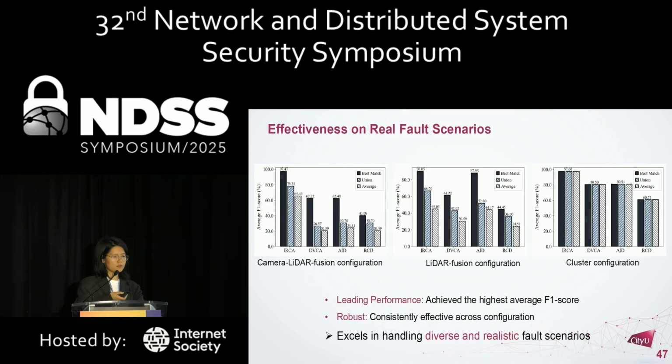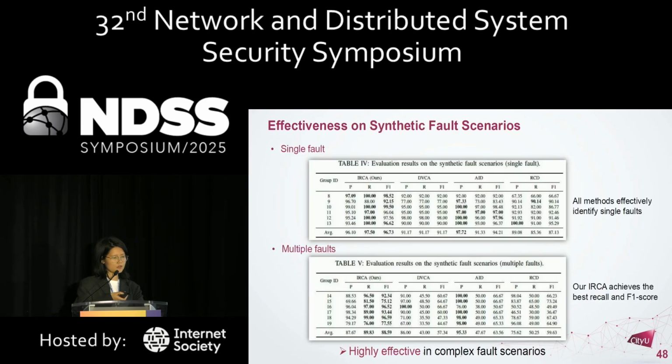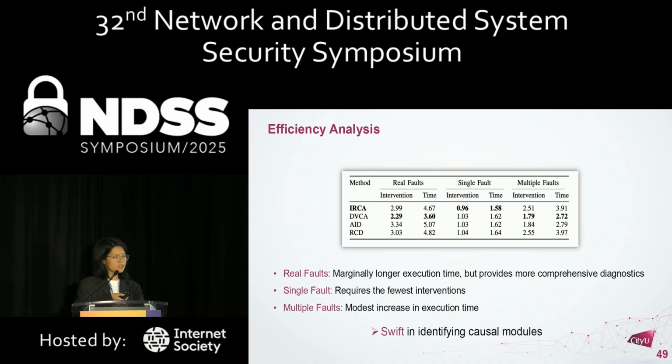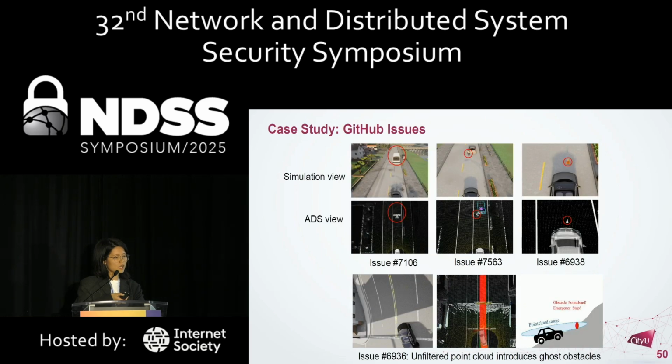In terms of real fault scenarios, our work excels in handling diverse and realistic fault scenarios. And we have also proven the effectiveness on synthetic fault scenarios. In terms of efficiency, our work can quickly identify the causal modules. And then I would like to introduce some case studies from GitHub issues.